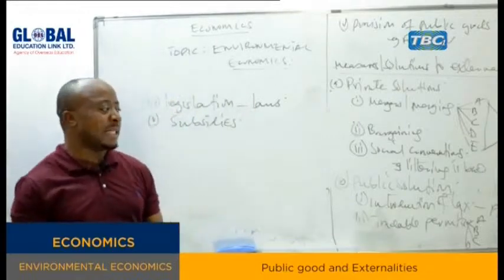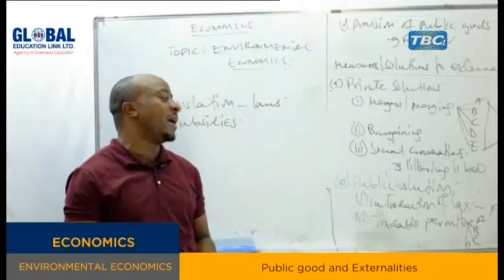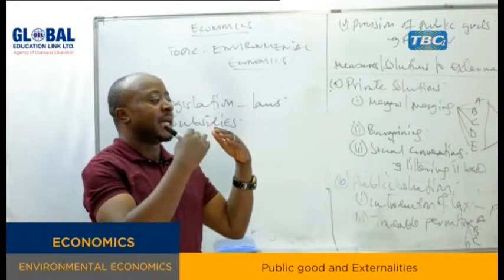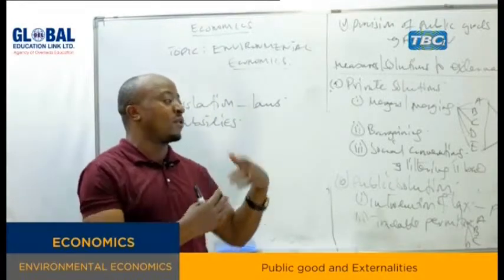The second question: clearly distinguish the following terms as they are used in economics. It means you have to distinguish these terms. Number 1, distinguish between social cost and social benefit. The second, external cost and external benefit. The third, private cost and private benefit. The fourth, positive externalities and negative externalities. And the last one, pollution tax and tradable permit. So try to go through these questions and get those answers from different books and from the knowledge you get from the class.